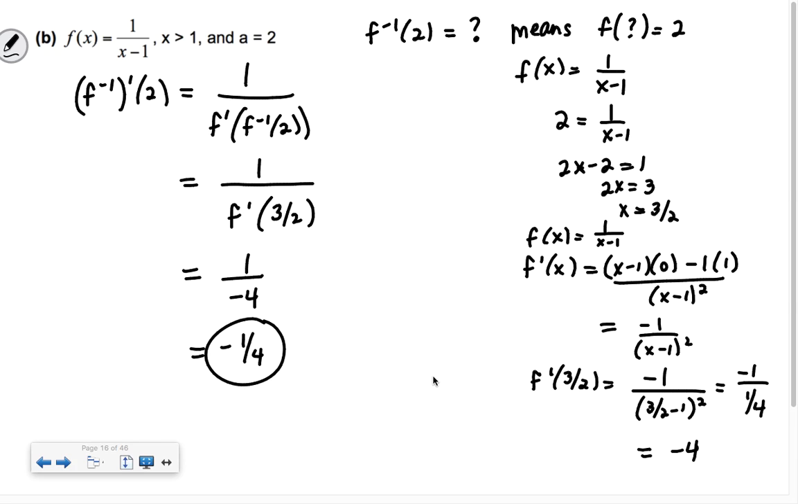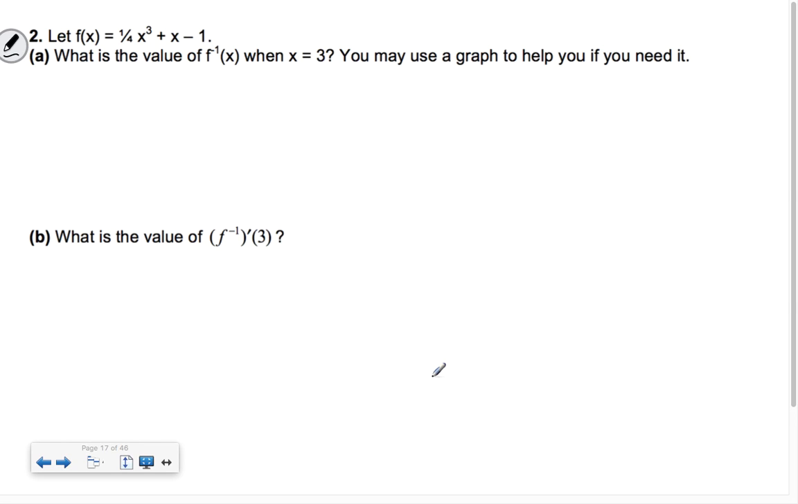All right, can we move on from that? Oh, well, let's do one more. So it says, let f of x equal 1/4 x cubed plus x minus 1. So it says, what is the value of f inverse of x when x equals 3? So we want to find f inverse of 3 equals something. So what does that mean? It means f of something equals 3.